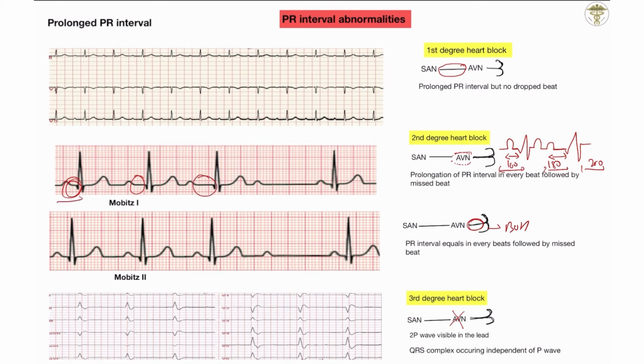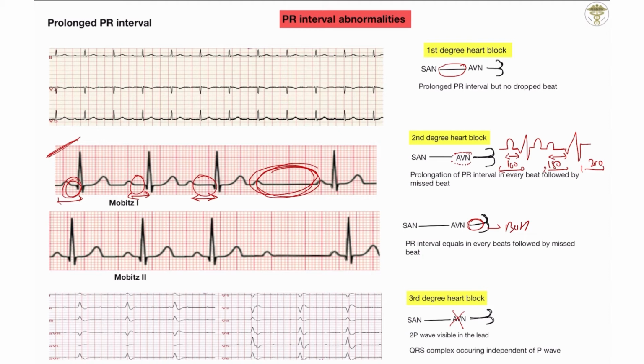In every beat you will see the PR interval increases, and after that it is followed by a missed beat. Here you will see the missed beat. Missed means no beat occurs. So this is Mobitz first type of second degree heart block.